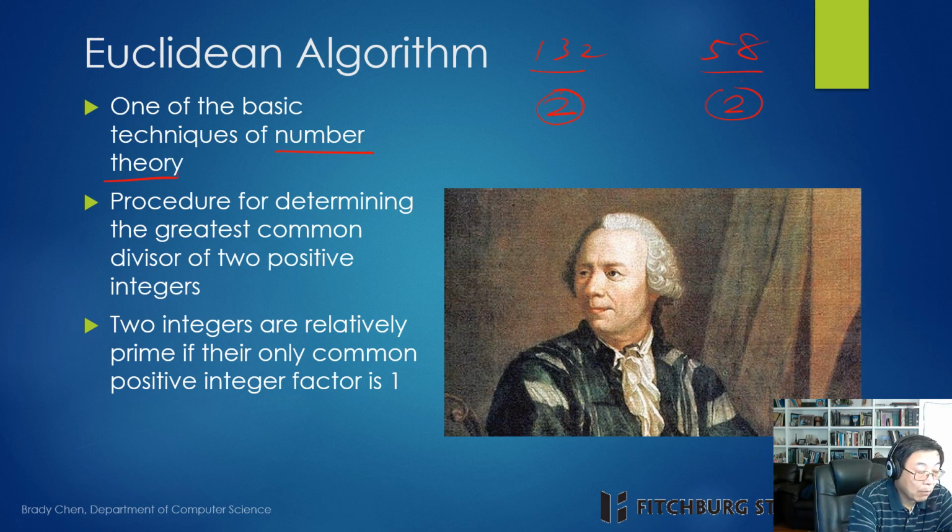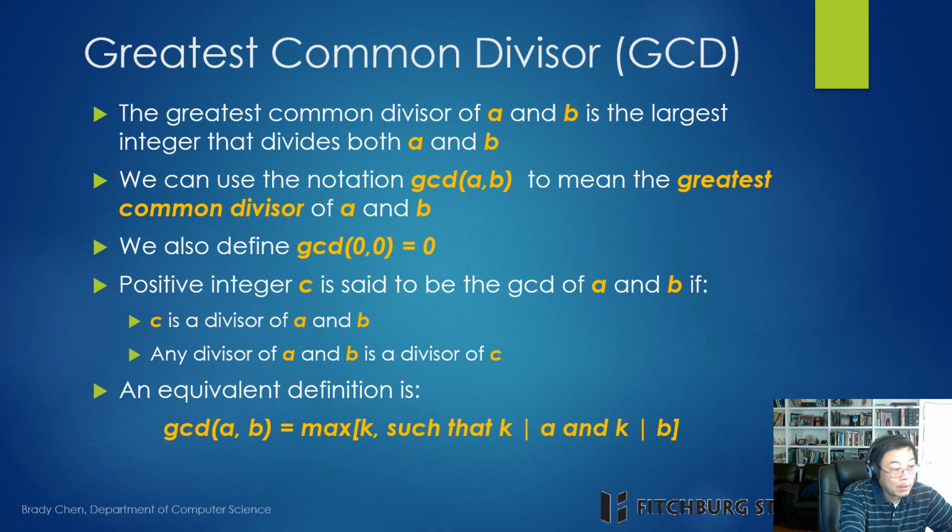Okay. Now, based on this, you can easily find whether two numbers are something called relatively prime. That's the other concept that we're going to talk about. For now, let's skip that third statement. So, the greatest common divisor of two integers a and b is the largest integer that divides both a and b.